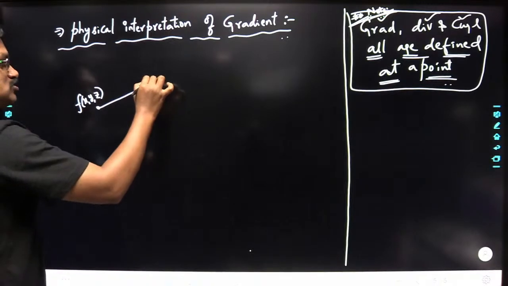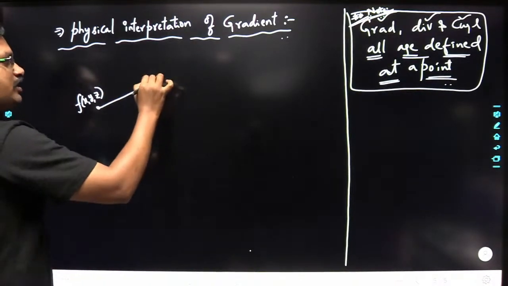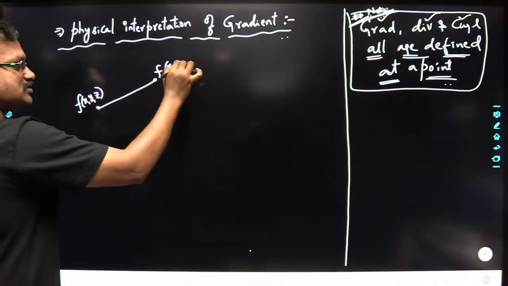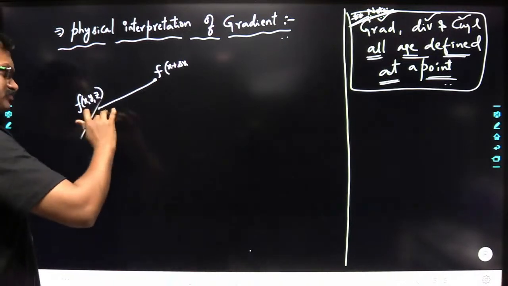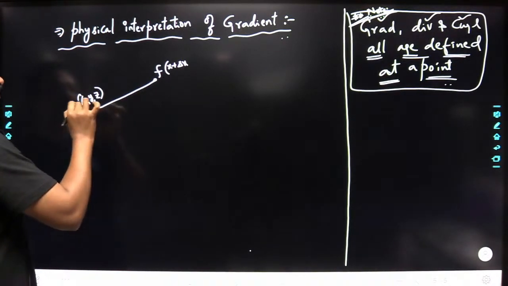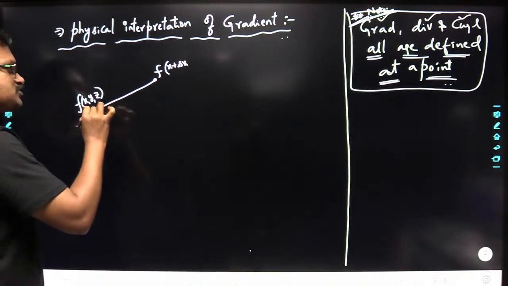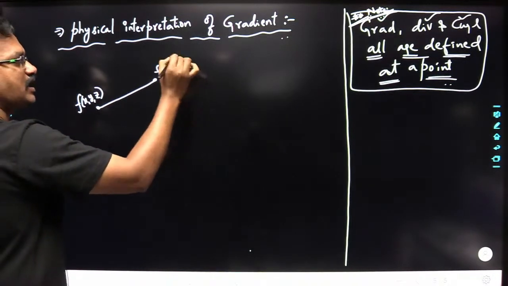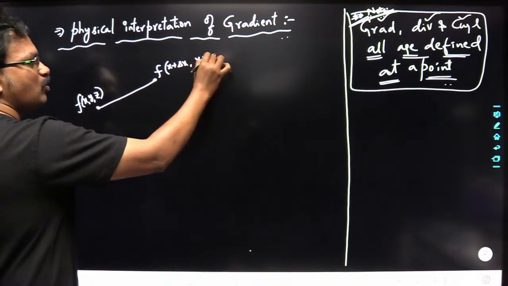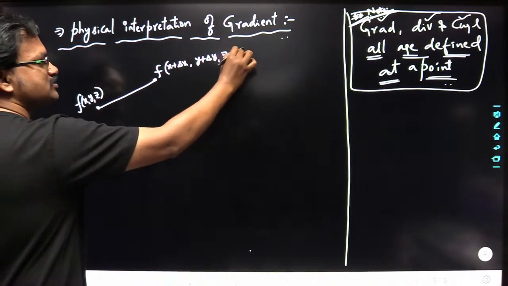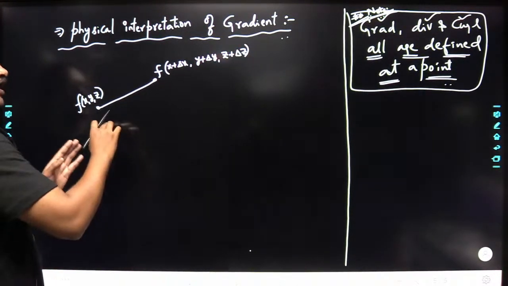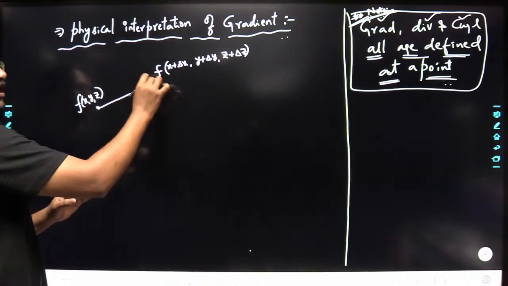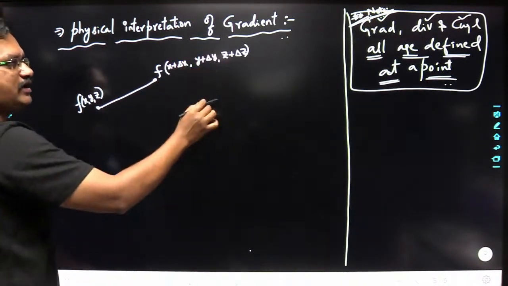Now at this location the function is f of x plus delta x, y plus delta y, z plus delta z. That means I have moved from this point to a different location, and at that location the function is f of x plus delta x, y plus delta y, z plus delta z.